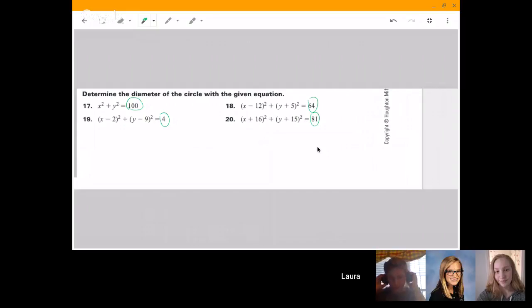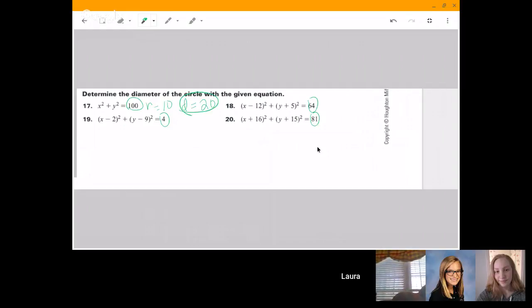So like number 17, what would the radius of that circle be? 10. So if 10 is the radius, what's the diameter? Then the diameter would be 20. You got it. Does that make sense?